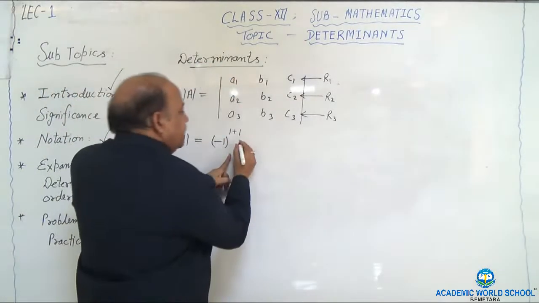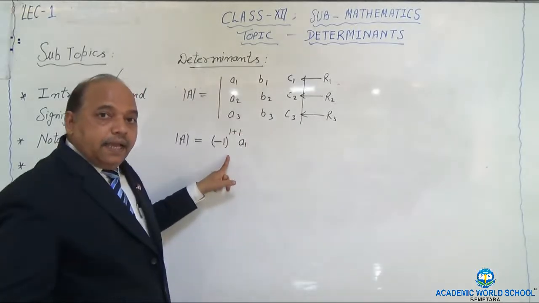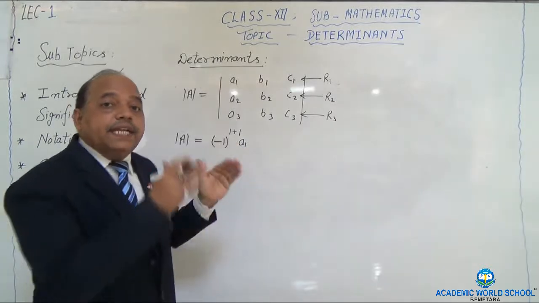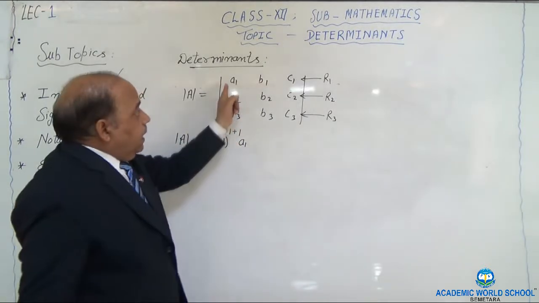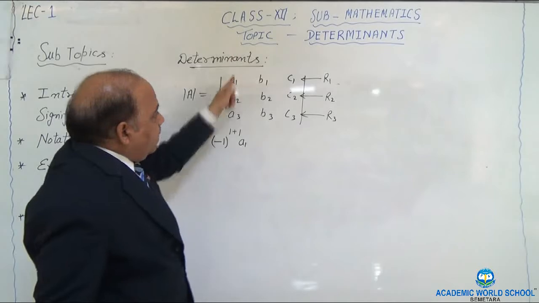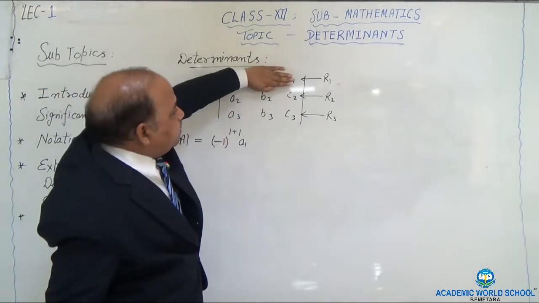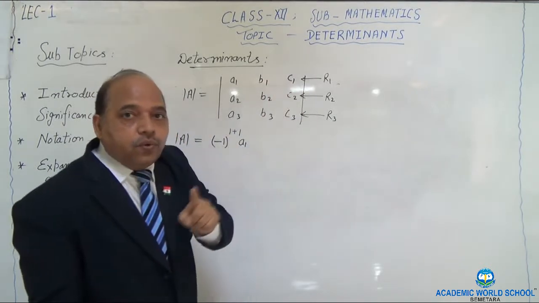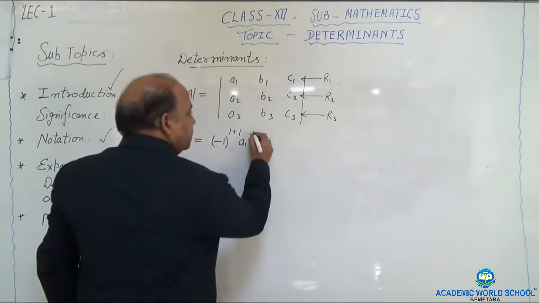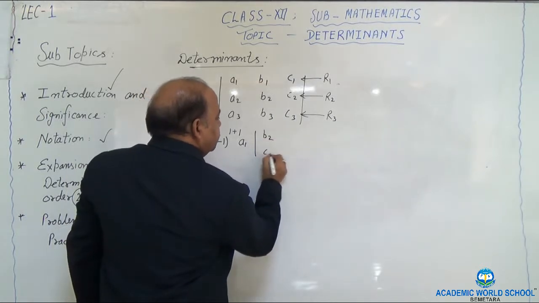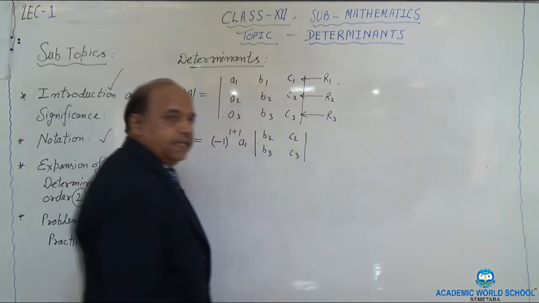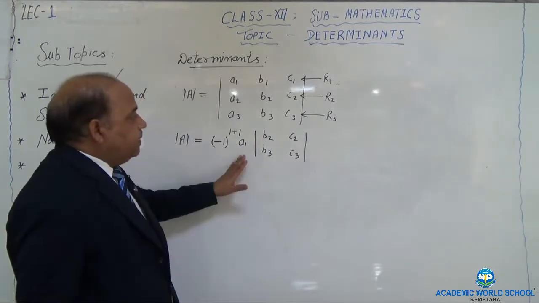Multiplied by that element A1, and then leave the row and the column in which it belongs. If you drop this part, what is left? You can see that you are left with a 2 cross 2 determinant. Write that down. So I am writing B2, B3, C2, C3. I have written this. This is only one part we have written.